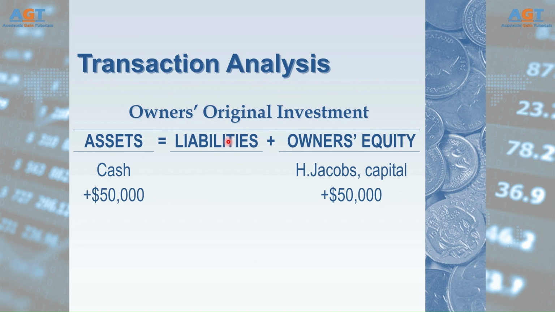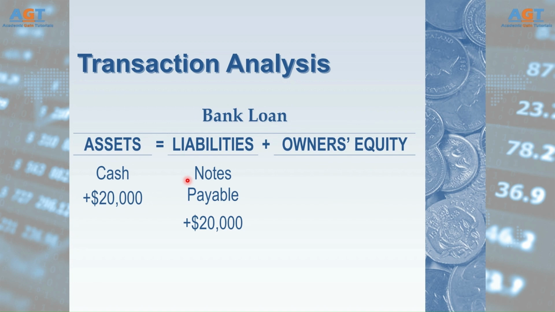Owner's investment transaction. When an owner invests cash into the business, assets increase and owner's equity increases by the same amount, keeping the equation balanced. Next, we look at borrowing from outside parties. Bank loan transaction. When a business takes a loan, assets increase due to cash received, and liabilities increase due to the obligation to repay the loan.